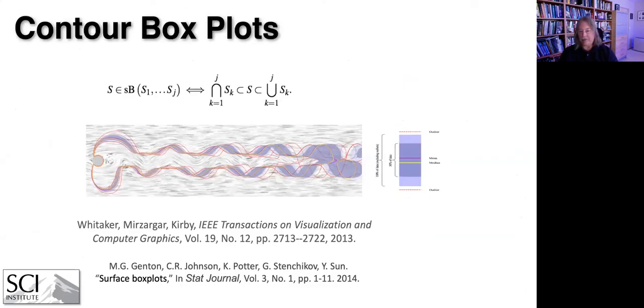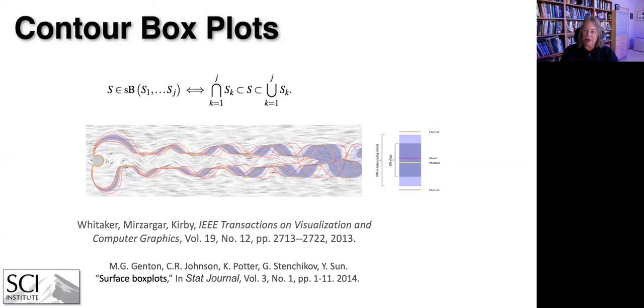So, some examples. These are two versions of what are called box plots and surface box plots. My colleagues, Ross Whitaker and Mike Kirby, along with their student, Masha Mirzargar, came up with a way to extend the idea of Tukey's box plot.